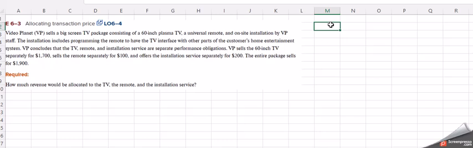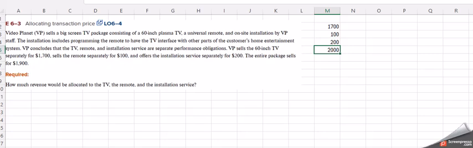So they would sell the TV separately. The TV would be $1,700. The remote would be $100, and the installation would be $200. So in total, it would be $2,000. However, they're running a deal for $1,900.